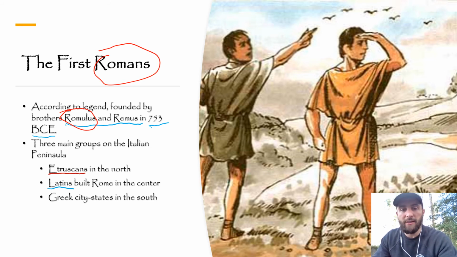And finally, in the south, you had some Greek city-states. Remember, the Greeks colonized a lot of land around the Mediterranean, including the cities on the Italian peninsula in the south. The Romans would go on to borrow a lot culturally from the Greeks, especially when it came to their religion and their gods and their goddesses.